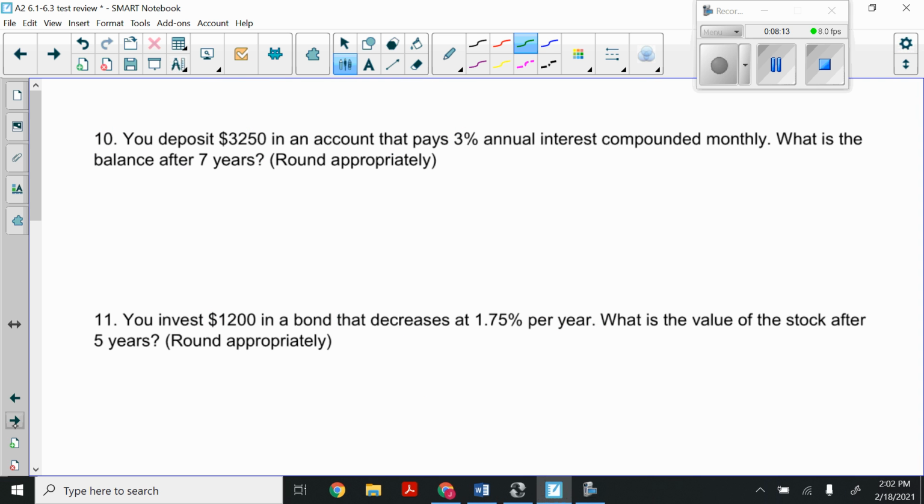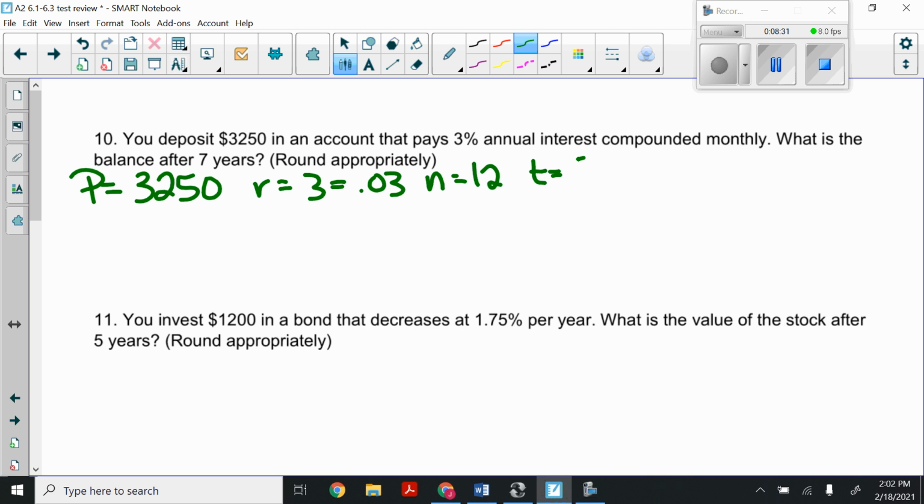Let's look at number 10. You deposit $3,250 in an account, so my principal is $3,250. My interest rate, 3% as a decimal, 0.03. Compounded monthly, so my n here is 12. What's the balance after 7 years? So t equals 7. So on this one, A equals P times 1 plus r divided by n to the nt. That's the equation that we'll use.